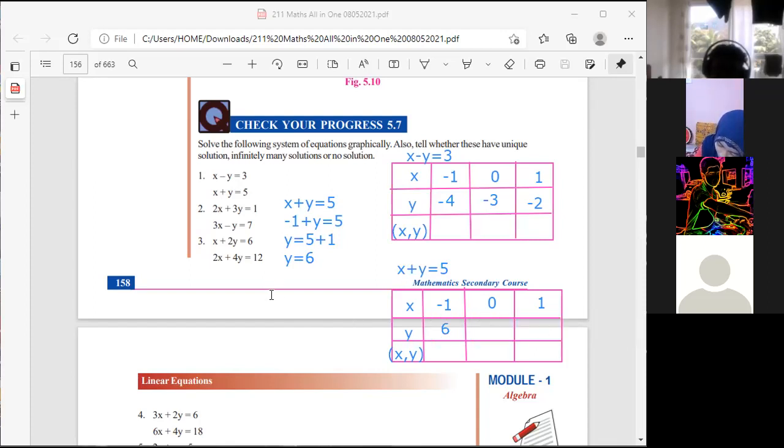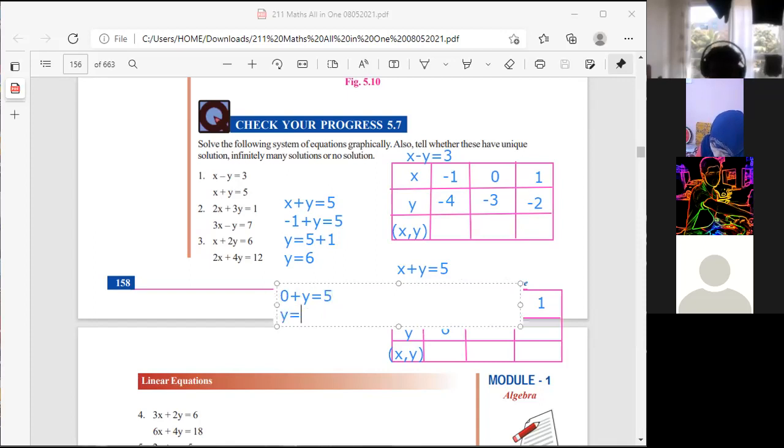Now I do it with the other one. I consider my x to be 0. So I have 0 plus y is equal to 5. So y is equal to 5. Can I say y is equal to 5 for the second one?